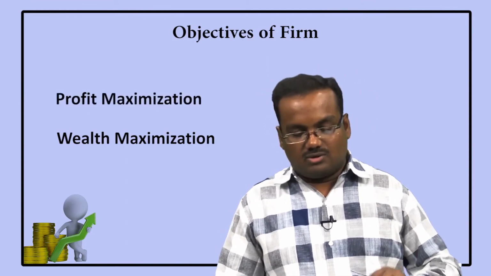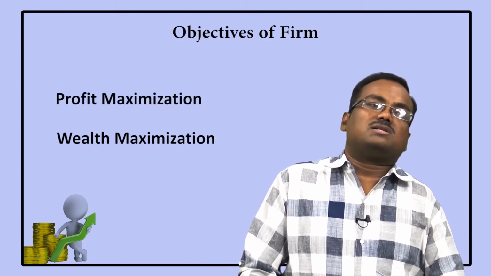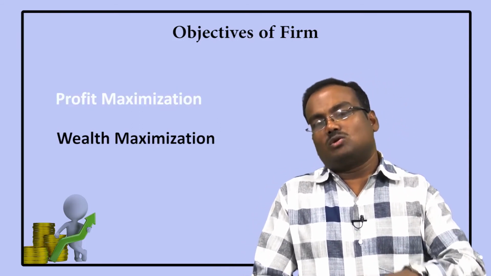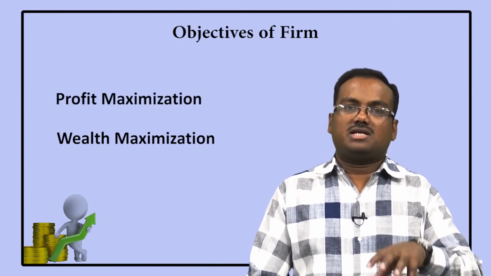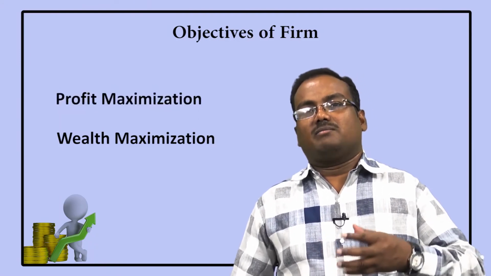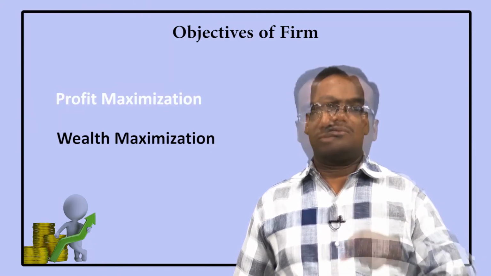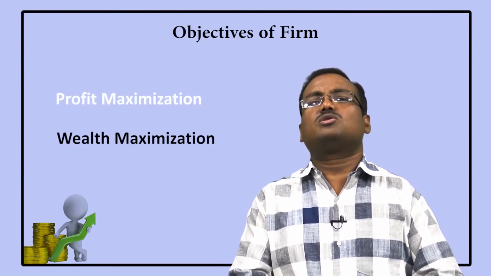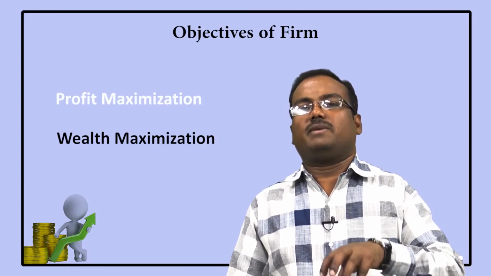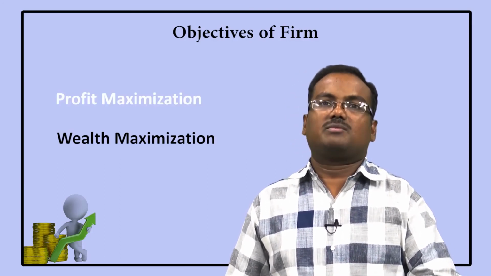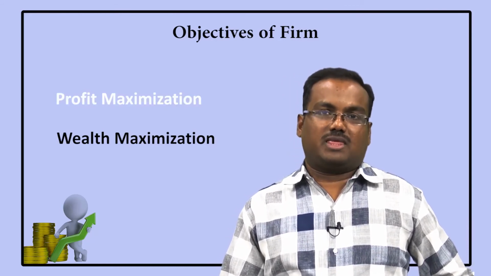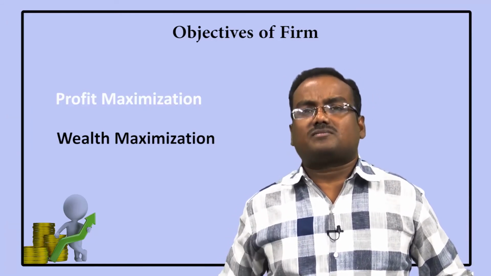What are the negative arguments? The first negative argument is that, in the case of a monopoly firm, if profit maximization is the sole objective, they can produce less of their products and increase prices to maximize their profit. So profit maximization should not be the main objective of any business organization or firm.